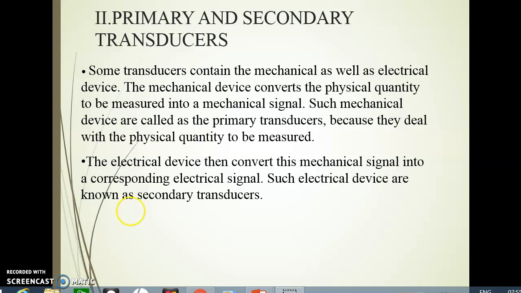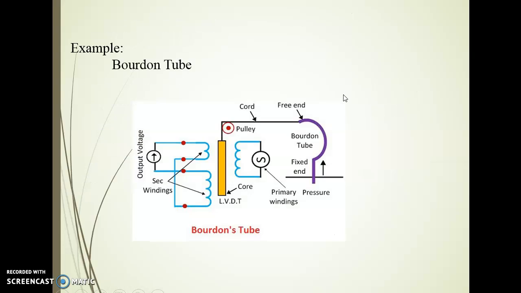The best example of primary and secondary transducers is the Bourdon tube. Here the Bourdon tube acts as a mechanical transducer, that is, the primary transducer. The LVDT acts as the secondary transducer, or electrical transducer. The pressure is given as input to the Bourdon tube, which converts that pressure into displacement. After getting the output from the Bourdon tube, that displacement is given to the core of the LVDT.